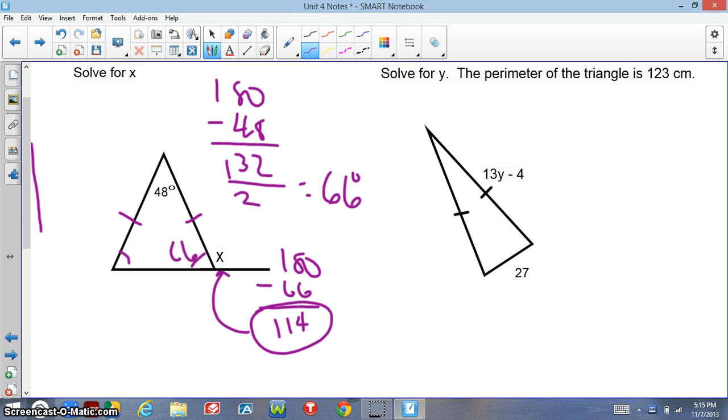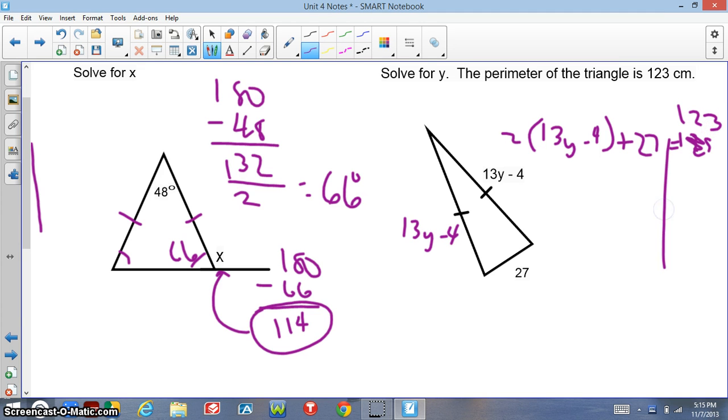Last example that we'll do. I want to solve for y, so if that side is 13y minus 4, this side is also 13y minus 4. I know the perimeter is 123, so I'll just set up my equation. So 13y minus 4, I've got 2 of those, so times 2 plus 27 equals 123. Whoops, sorry about that.